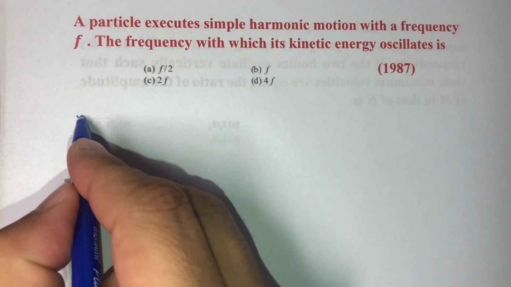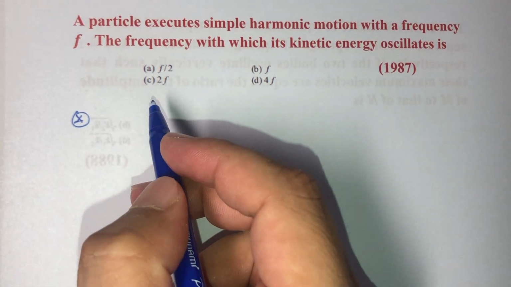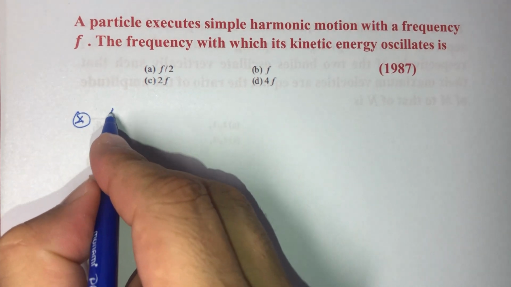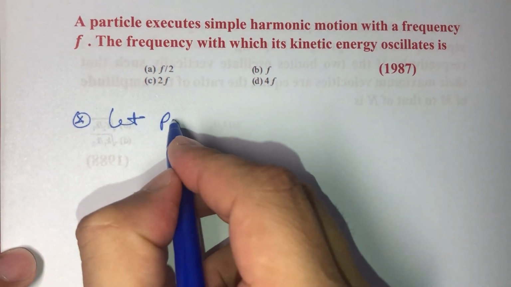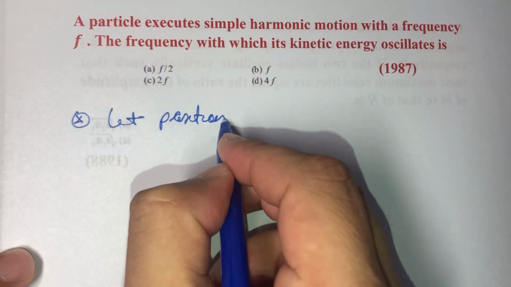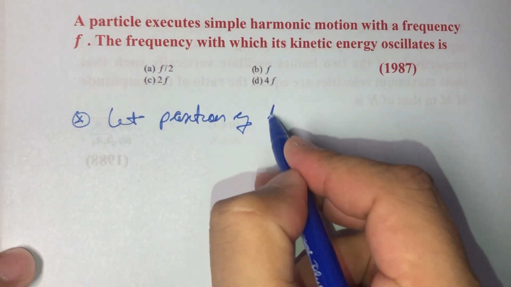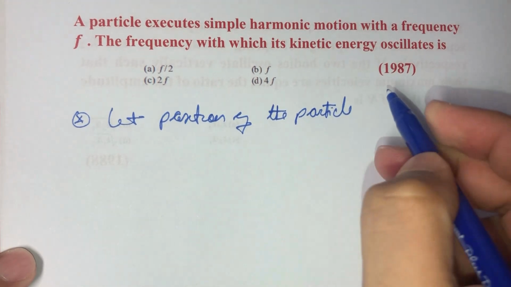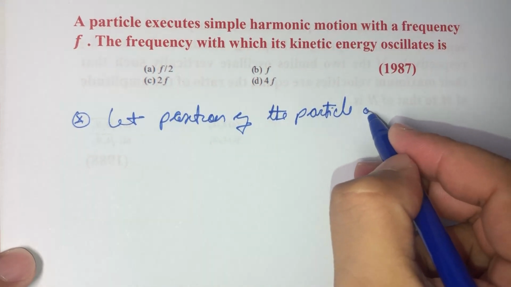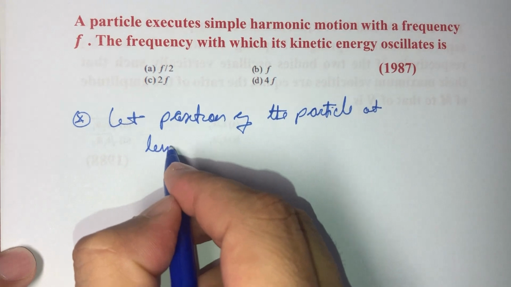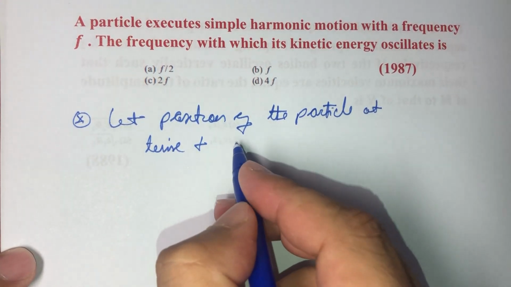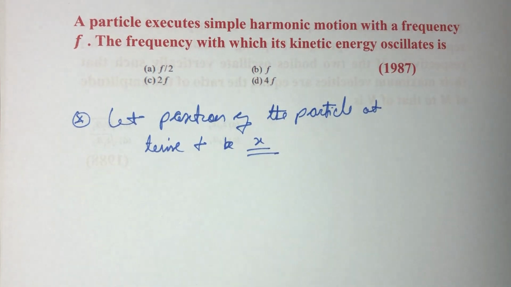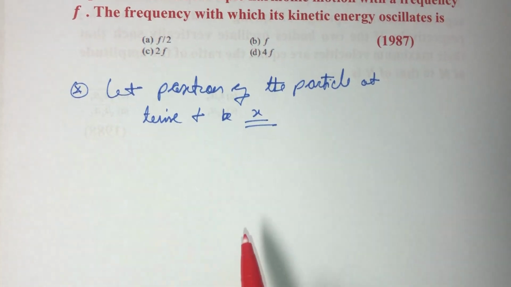So we say that let the position of the particle at any time t be x. Therefore, we can write an equation for x.